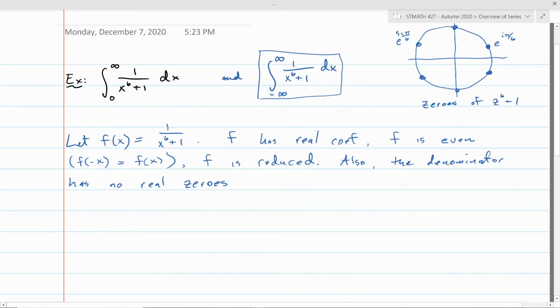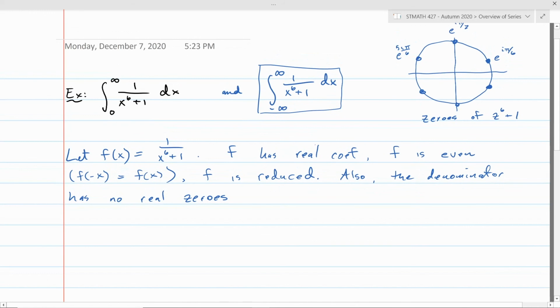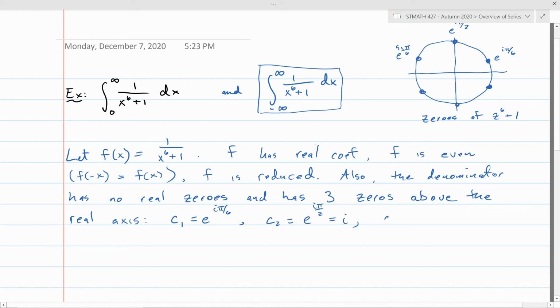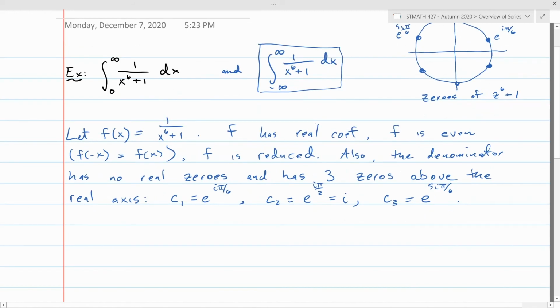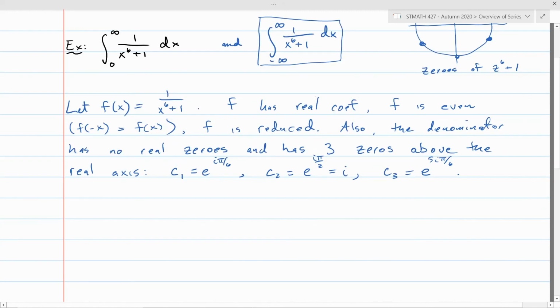So none of the zeros fall on the real axis, and we do have some zeros above the real axis. Let's call them c1 equals e to the i pi over 6, c2 equals e to the i pi over 2, which is just i, and c3 is e to the 5 i pi over 6. So we have these three zeros of the denominator above the real axis.